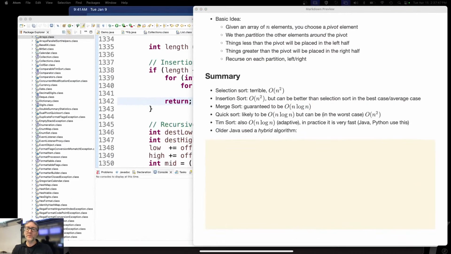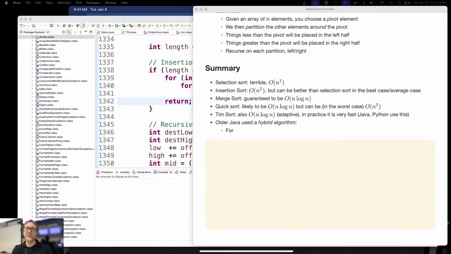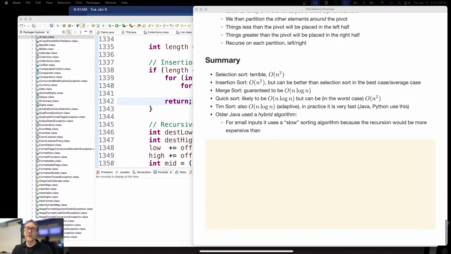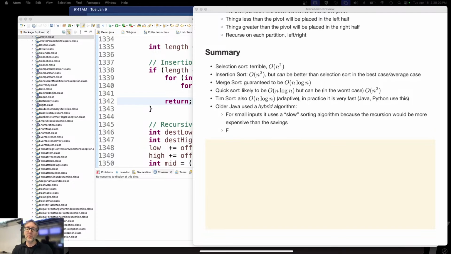The hybrid algorithm, for small inputs, uses a slow sorting algorithm because the recursion would be more expensive than the savings of recursion, right? For larger inputs, it uses recursion. It uses the recursion that we just talked about, for merge sort. Merge sort.